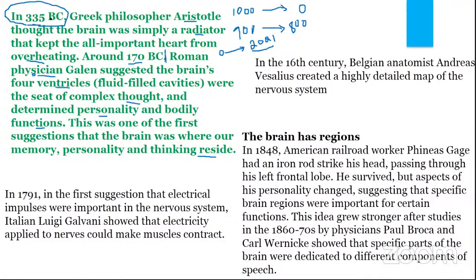I think that thing from before Christ, people still retained it, that it is the heart that thinks. So you must understand now, in 1791, the first suggestion that electrical impulses were important in the nervous system. An Italian, Luigi Galvani, showed that electricity applied to nerves could make muscles contract. People were beginning to learn much about the nerves. That is 1791, by the way, it's not very far. In the 16th century, a Belgian anatomist, Andreas Vesalius, created a highly detailed map of the nervous system.